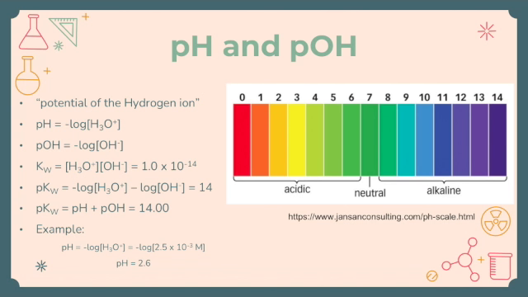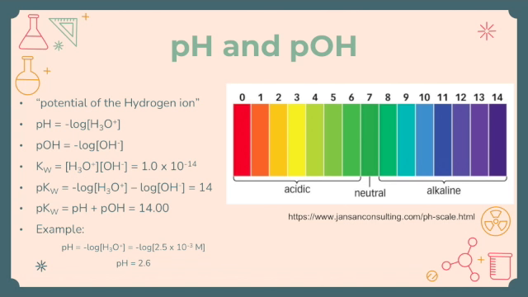The ion product of water, Kw, is given by the product of the concentrations of hydronium and hydroxide ions at equilibrium in the self-ionization of water. At the standard conditions, this value is 1 times 10 to the negative 14.